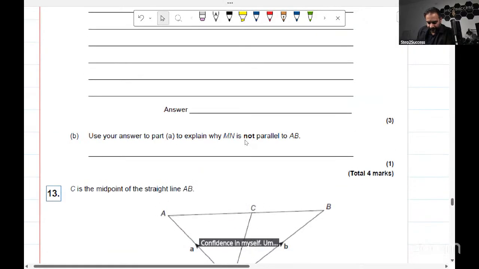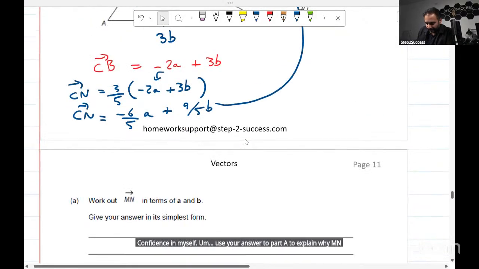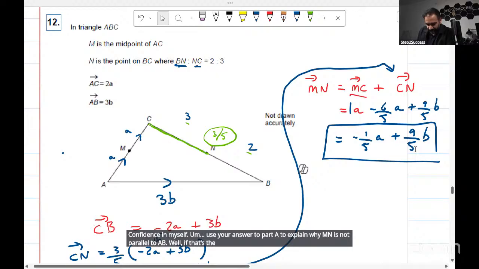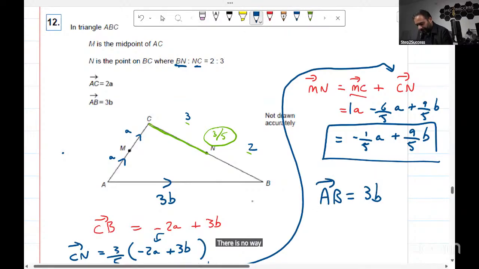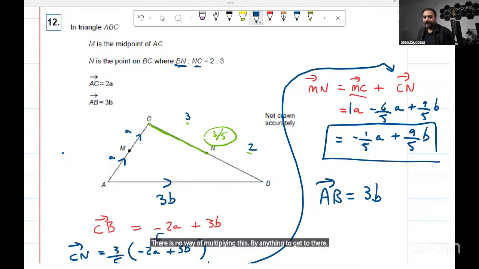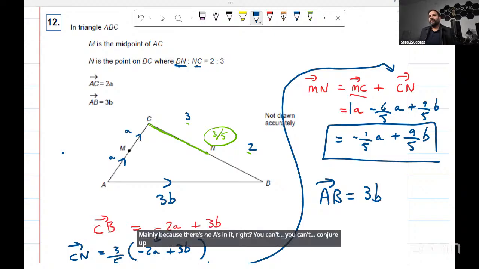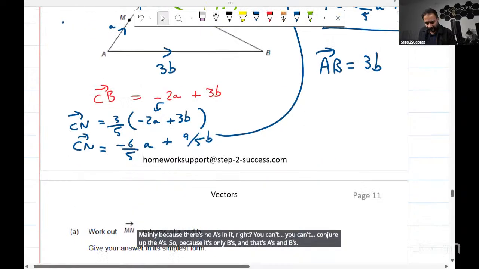Use your answer to part A to explain why MN is not parallel to AB. Well, if that's the vector MN, AB is 3B. Okay, that's AB. There is no way of multiplying this by anything to get to there. Mainly because there's no A's in it, right? You can't conjure up the A's. So because it's only B's and that's A's and B's, they are not parallel. How you'd explain that?